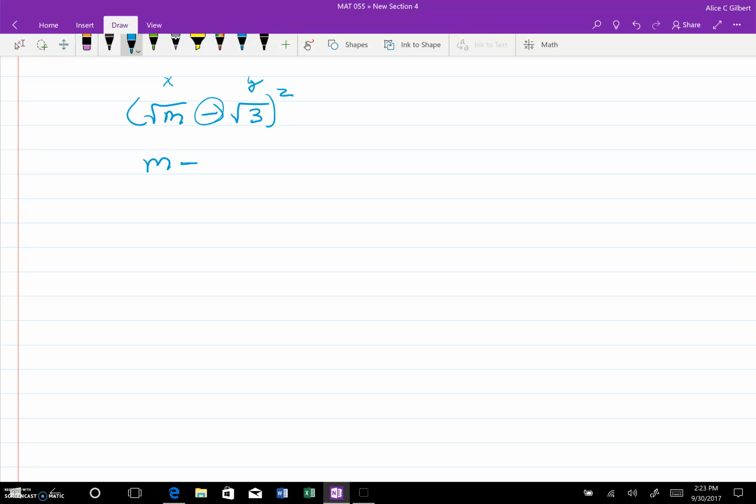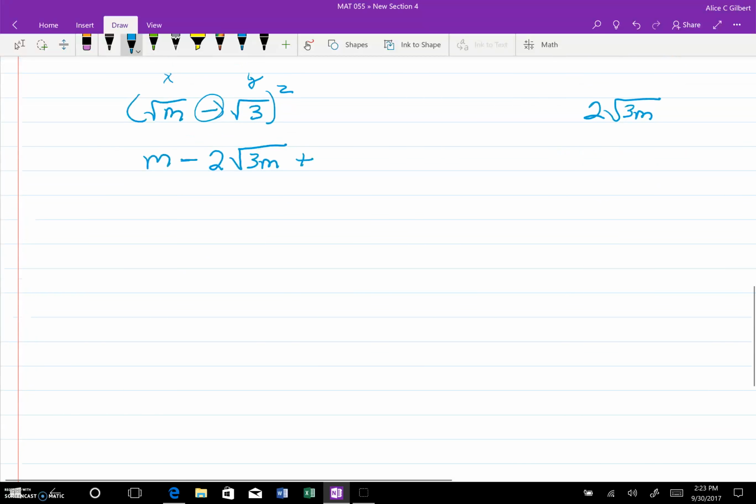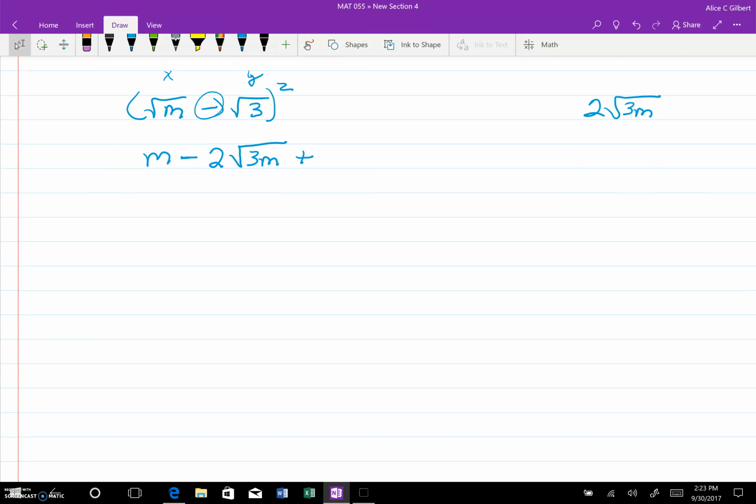The square root of m times the square root of 3 is going to be the square root of 3m. And then I multiply that times 2. Well, there's nothing more I can do with it except write 2 times the square root of 3m. I've done everything I could. And then my second sign is positive, because in a perfect square trinomial, my second sign is always positive. And then I take my y, which is the square root of 3, and I square it. So the square root of 3 squared is 3. And I'm done, because there are no like terms.